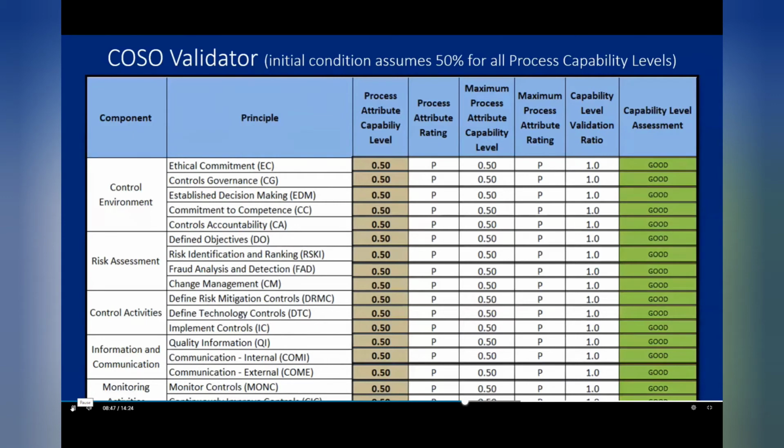Here, all the ratings are P, partially achieved, because the process attribute capability levels have all been set to an initial value of 50%, pending more information about the actual capability levels. The maximum process attribute capability is the key output of the validator. Carl, how does the validator work?